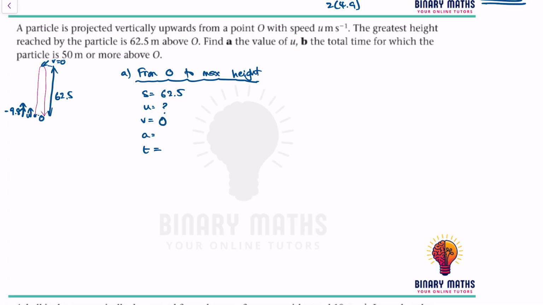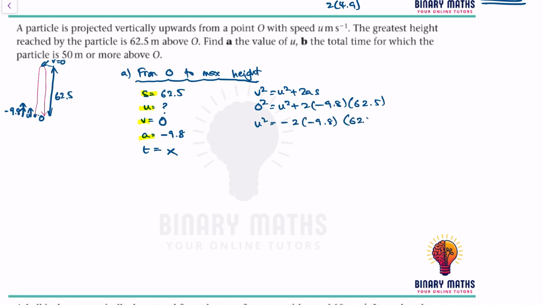We know the final velocity is 0. We know acceleration is minus 9.8. We don't know the time. So we've got S, U, V, and A. So V squared is equal to U squared plus 2AS. 0 squared is equal to U squared plus 2 times minus 9.8 times 62.5. Which means u squared is equal to negative 2 times negative 9.8 times 62.5. U will be the square root of all that. Negative will become positive, so 2 times 9.8 times 62.5. U will be equal to 35 meters per second.